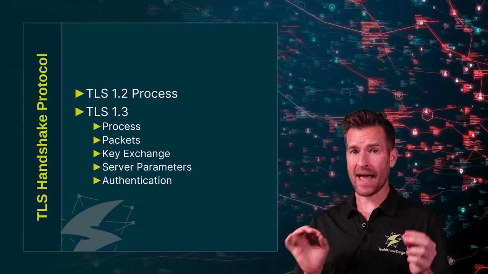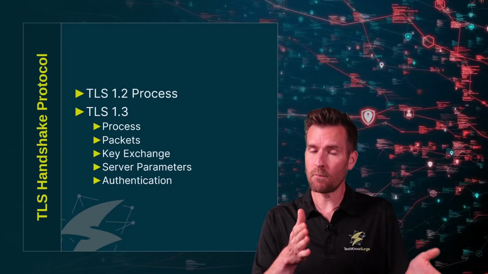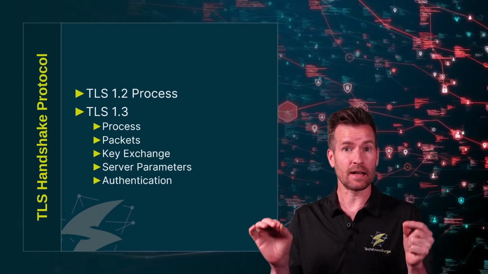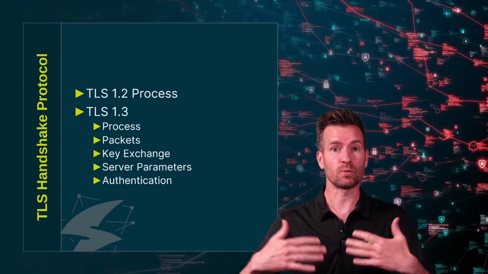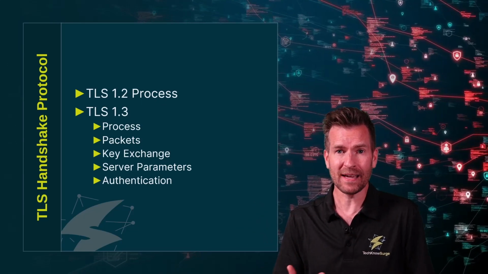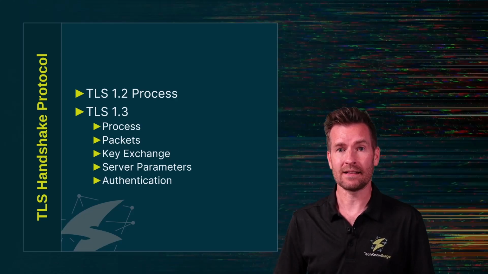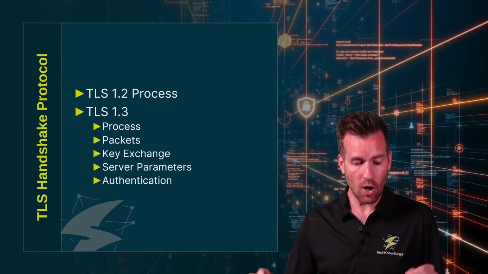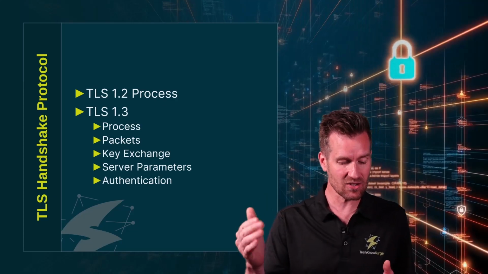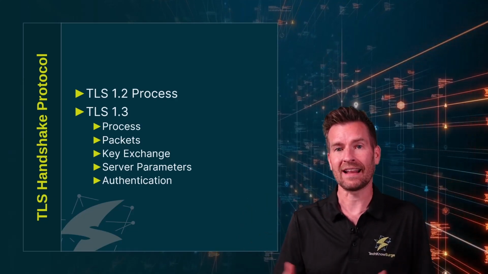We're going to jump back and forth a little bit between TLS 1.2 and TLS 1.3. We're mainly going to be talking about TLS 1.3 because that's the most recent version. However, TLS 1.2 gives us some perspective, so we're going to take a look at the TLS 1.2 process. We'll get into TLS 1.3, the process, the packets, the key exchange, server parameters, and authentication.